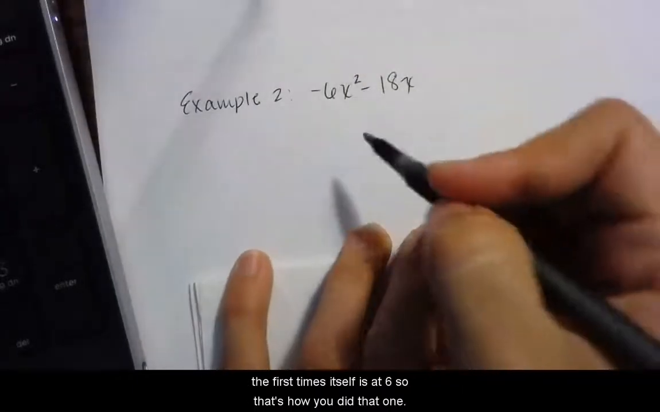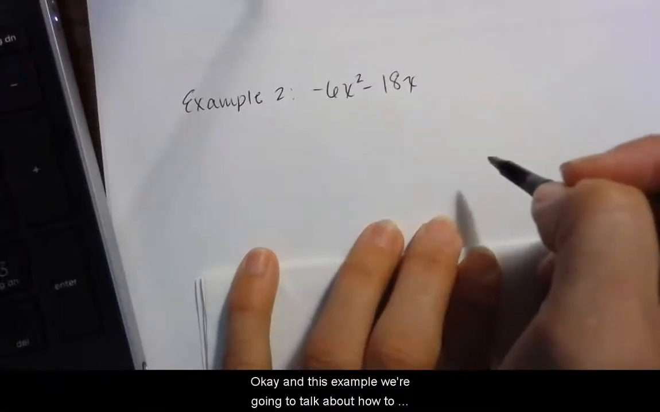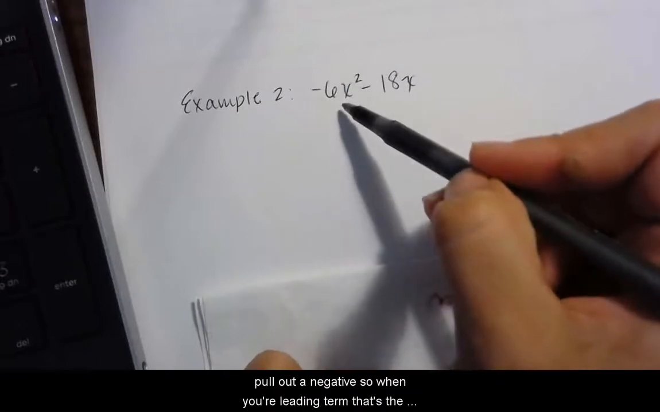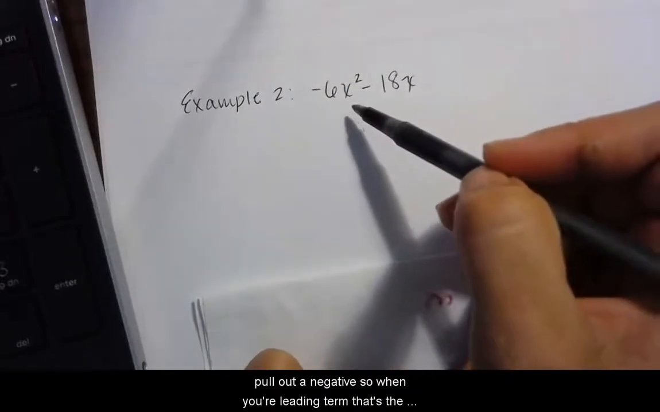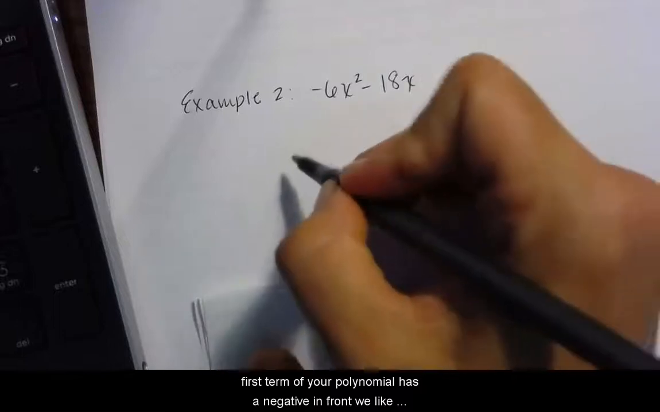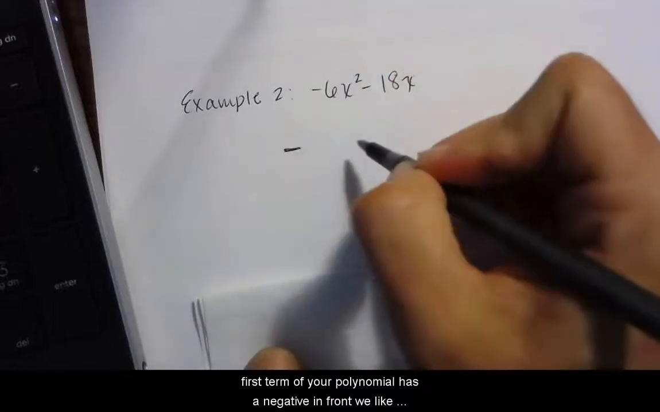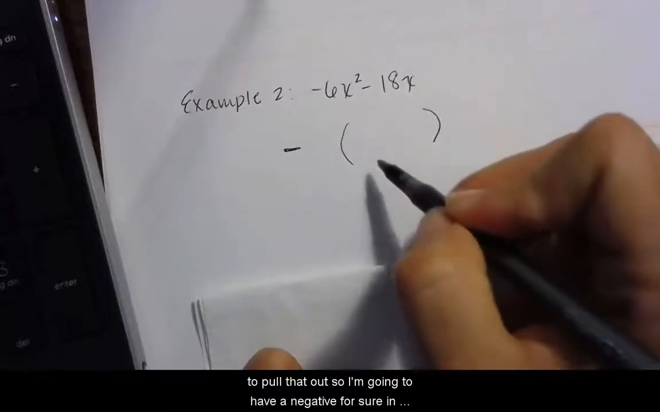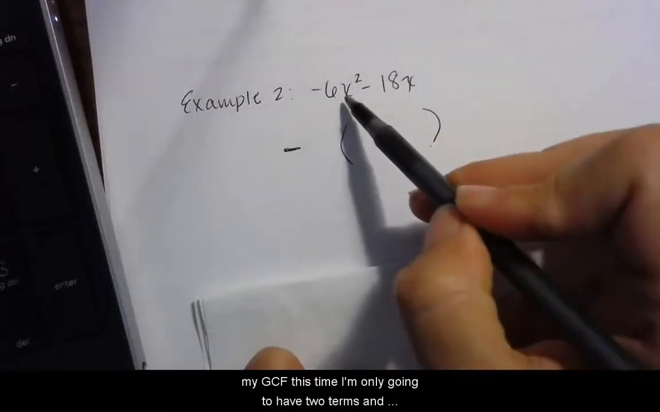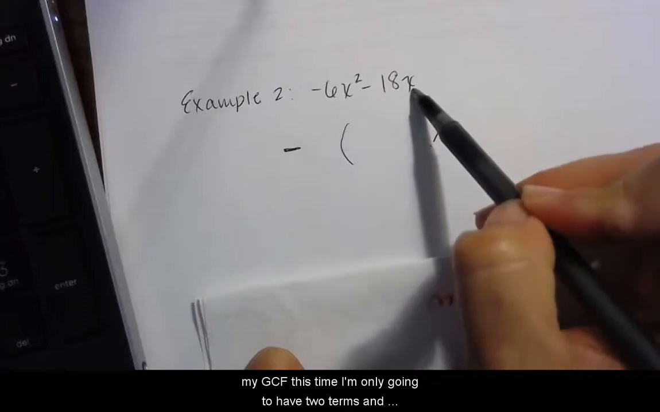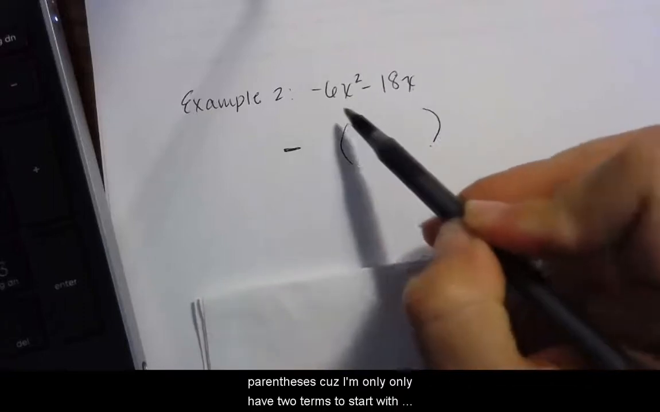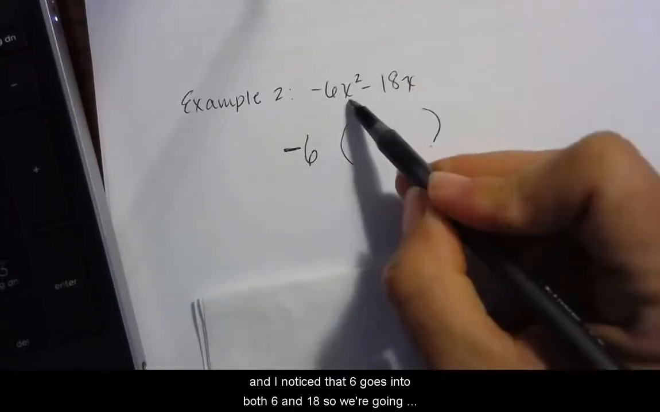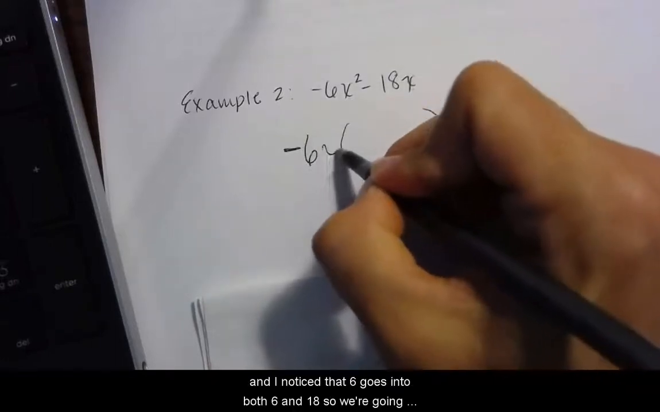Okay, in this example, we're going to talk about how to pull out a negative. So when your leading term, that's the first term of your polynomial, has a negative in front, we like to pull that out. So I'm going to have a negative for sure in my GCF. This time I'm only going to have two terms in parentheses because I only have two terms to start with. And notice that 6 goes into both 6 and 18, so we're going to pull out a 6. And notice that they both have x's, so we're going to pull out an x.